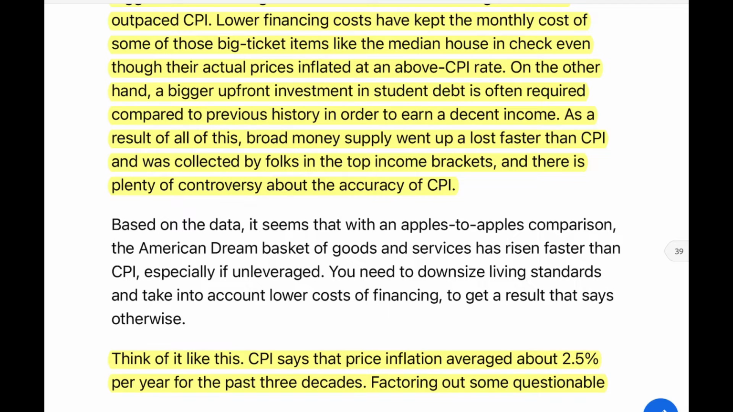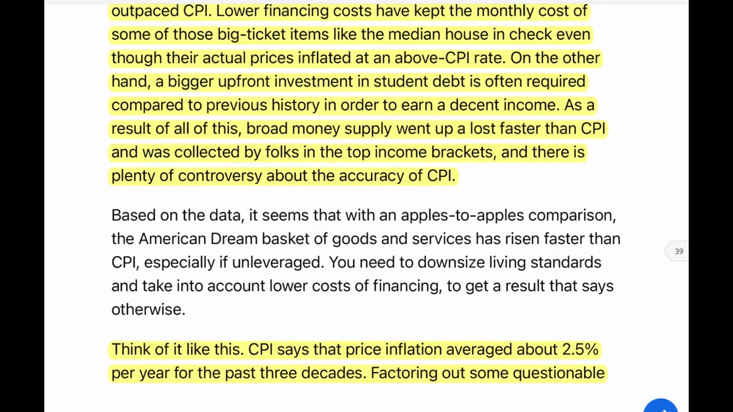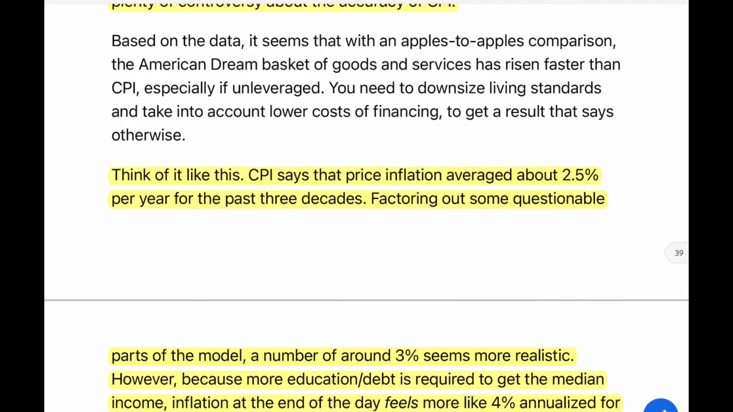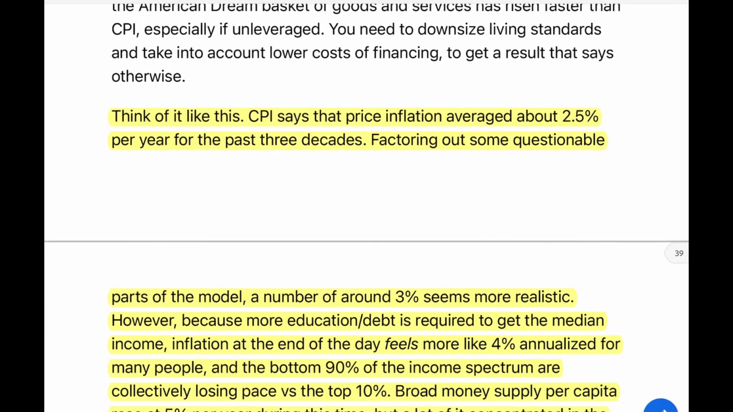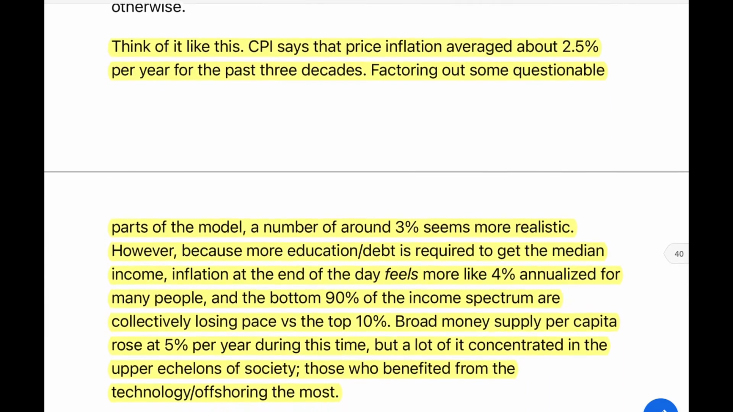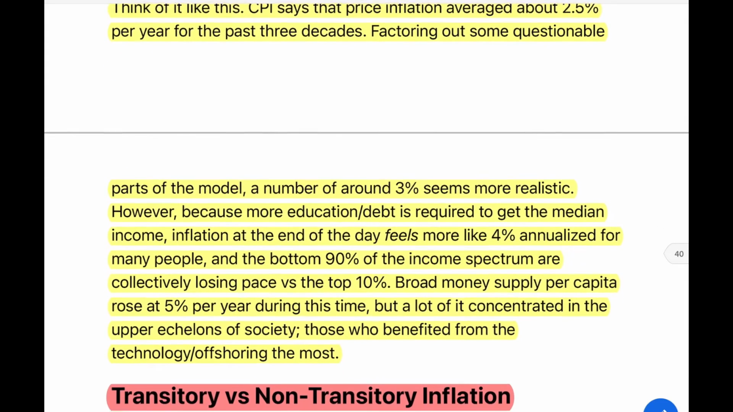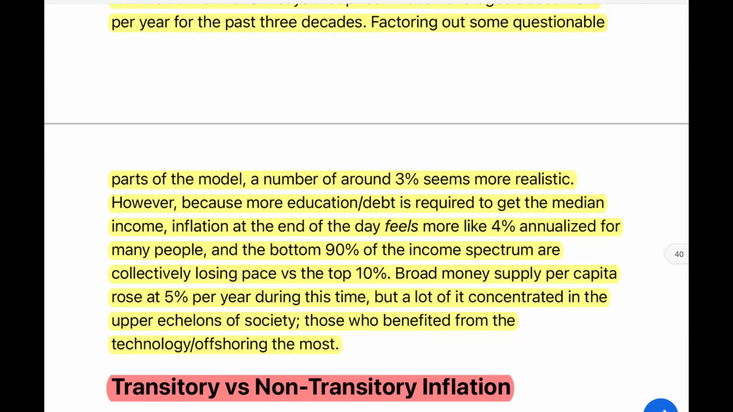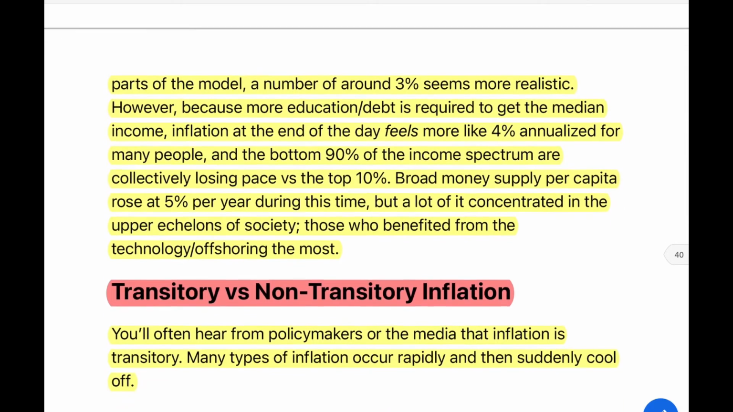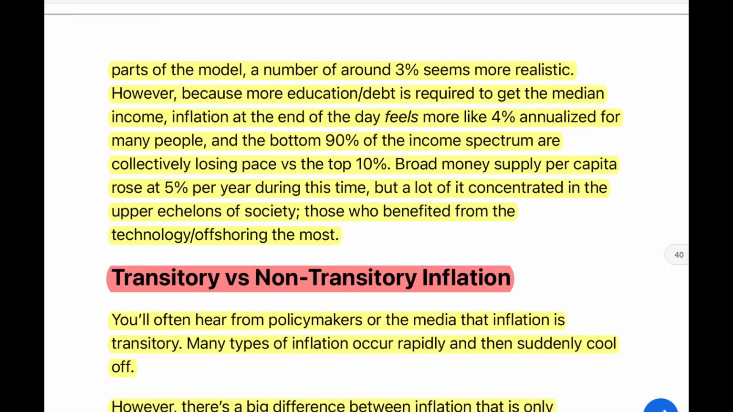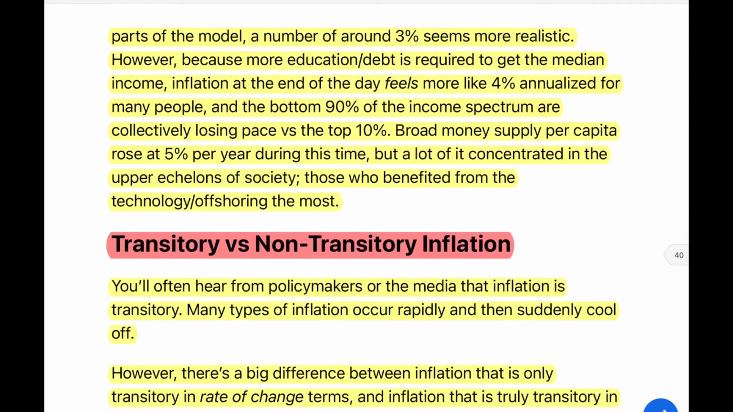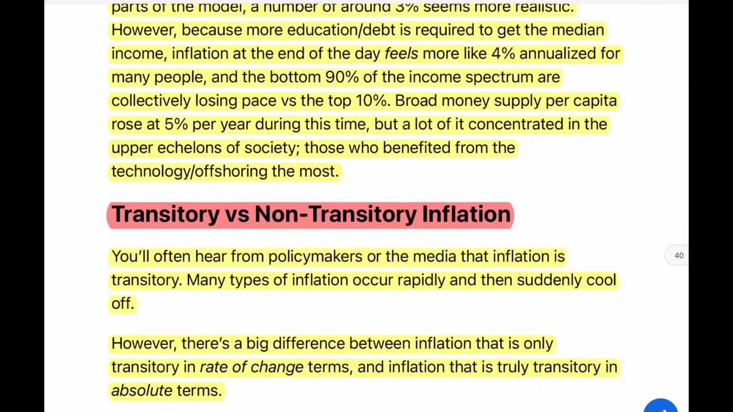As a result of all this, broad money supply went up a lot faster than CPI, and was collected by folks in the top income brackets. There is plenty of controversy about the accuracy of the CPI. CPI says that price inflation averaged 2.5% per year for the past 3 decades. Factoring out some questionable parts of the model, a number of around 3% seems more realistic. However, because education debt is required to get the median income, inflation at the end of the day feels more like 4% annualized for many people.